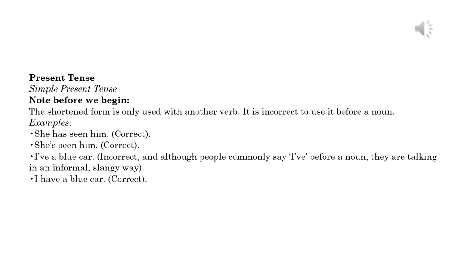Present tense. Simple present tense. Note before we begin. The shortened form is only used with another verb. It is incorrect to use it before a noun. Examples. She has seen him. Correct. She's seen him. Correct. I've a blue car. Incorrect. And although people commonly say I've before a noun, they are talking in an informal, slangy way. I have a blue car. Correct.